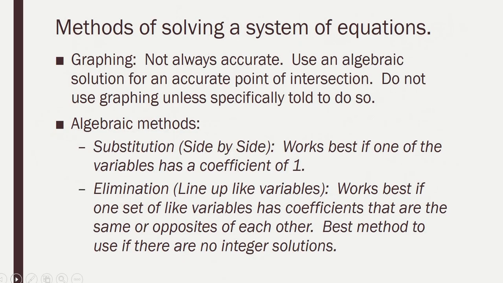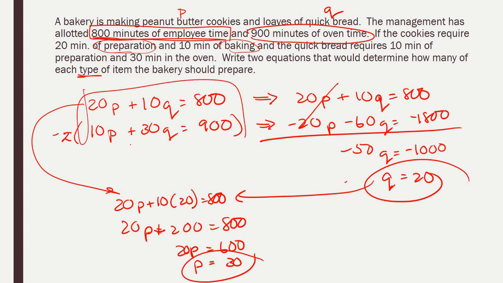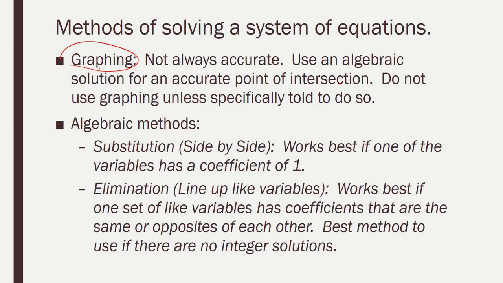Alright, so let's recap our methods for solving a system. The first thing we did way back in the first section was graphing. We know that this isn't always accurate. We should use an algebraic solution for an accurate point, not graphing. So don't use graphing unless you're specifically told to do so. Let's also think about this last one. To put this on a sheet of graph paper, we'd have to use a very big scale, and we're definitely not going to get an accurate answer. Okay, so graphing, not always accurate. Use an algebraic method unless you're specifically told to do a graphing one.